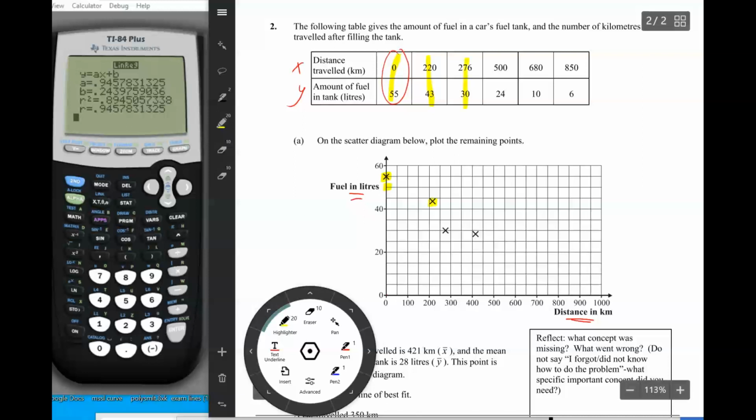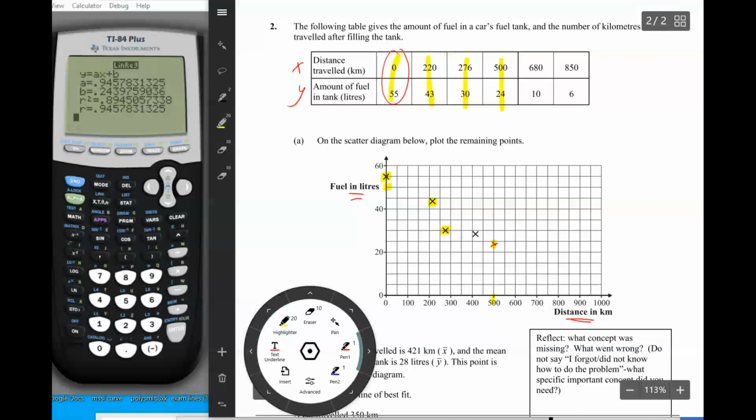What about (276, 30)? That's the one that we just saw, so it would be that one. Then (500, 24). 500 would be about there, right? But slightly below that line, because that line would be 25. So I'm going to put a little x there.